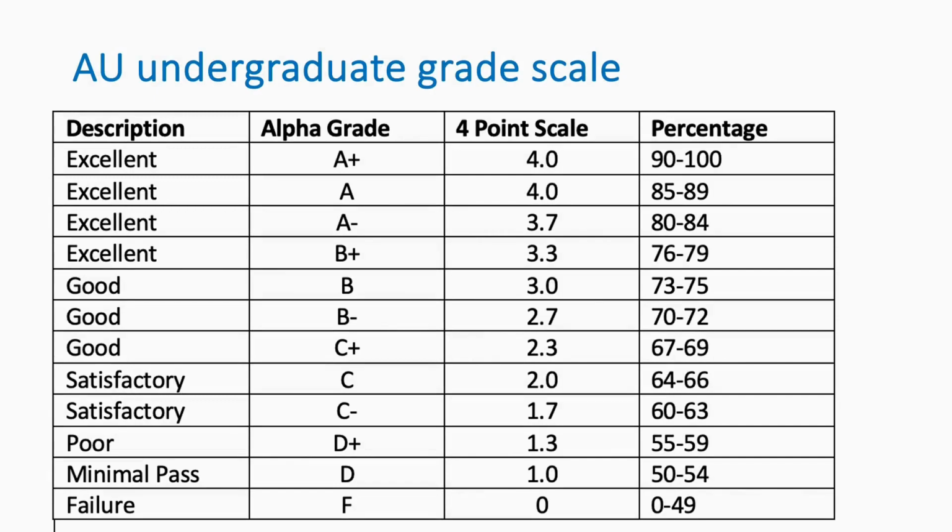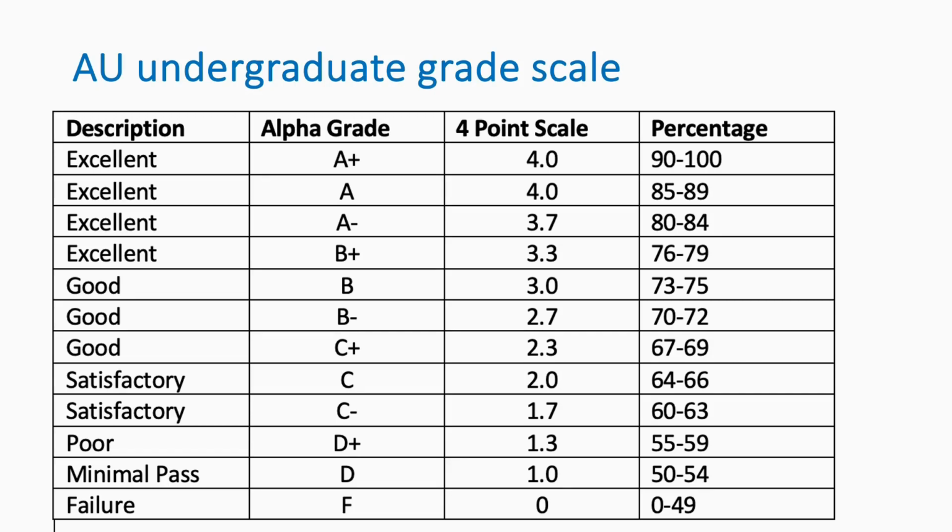One stressor of plagiarism is grades. So let's just take a quick look at how grades work at Athabasca. So you'll see that there's a description on the left from failure to excellent and how it correlates to the alpha grade of F to A+. This then correlates to the 4-point scale of 0 to 4.0, and then of course the percentage range.